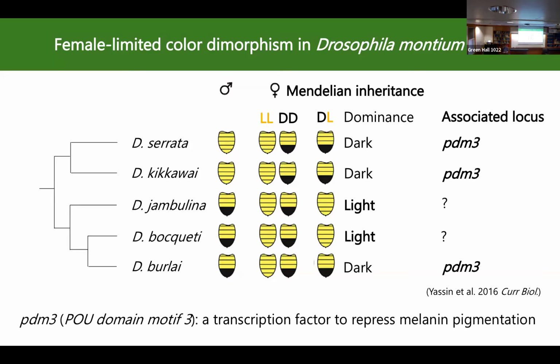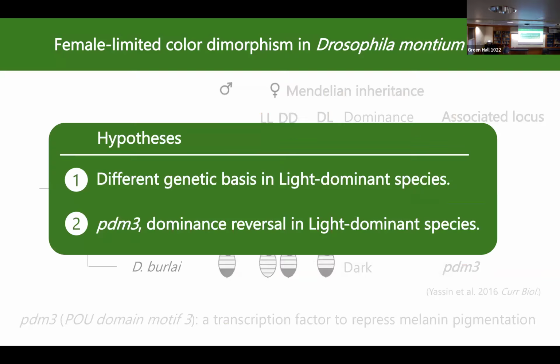Then in previous research, the locus associated with the dimorphism was examined, and it turned out to be the PDM3 gene. It's a transcription factor that represses melanin pigmentation. But so far, all of the species examined were dark dominant species. We don't know anything about the light dominant species. So what happens in the light dominant species?